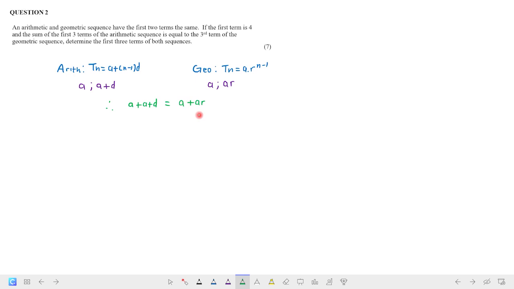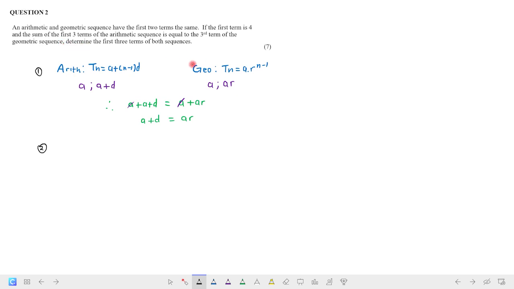So if I cancel this and that, then I'm left on this side with d, and on the second part is ar. So this basically is everything that you got from the first sentence. Let's go ahead and look at the second one. Now the second sentence says, if the first term is 4 and the sum of the first three terms of the arithmetic sequence is equal to the third term of the geometric sequence, then, comma, so which means this is a sentence, done. Now determine the first three terms of both sequences.